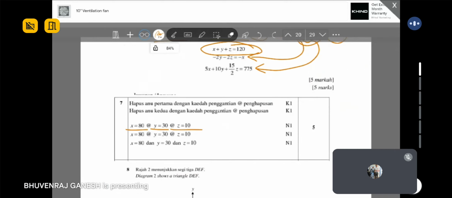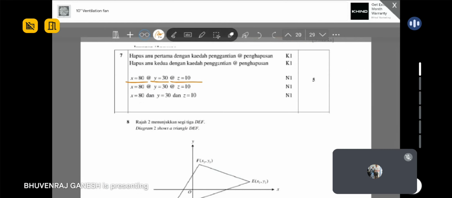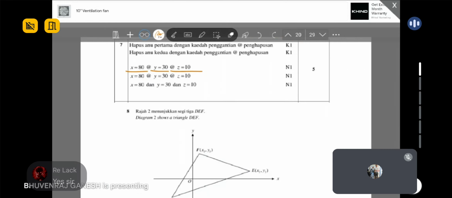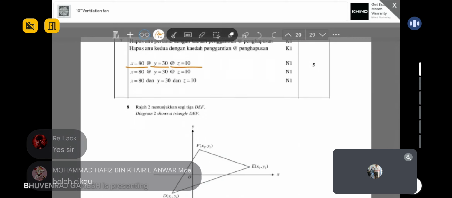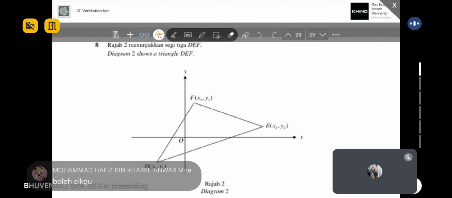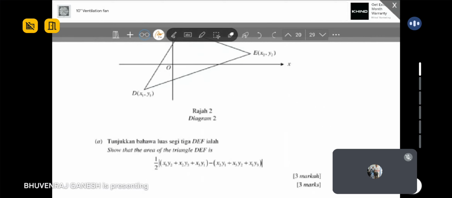Can I go on to question 8? Boleh pergi lagi ya guys? Okay tak? Alright. So question 8. Okay, so question 8 is coordinate geometry. Okay. So guys, this question is hard. Soalan ni susah.